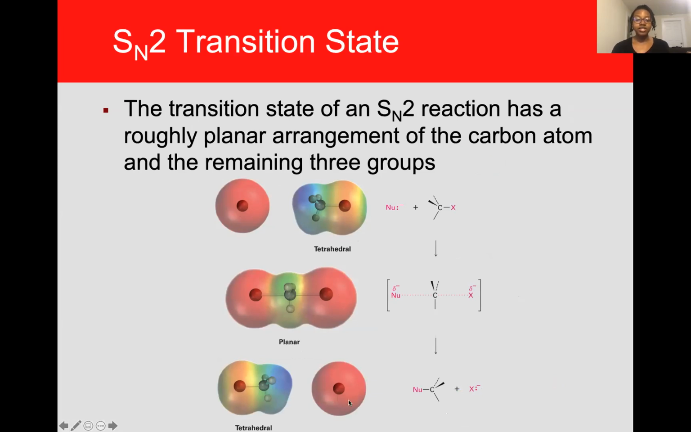Finally, your leaving group falls off, and now you just have your nucleophile bonded to that carbon. If you notice, in the beginning your substrate was pointing to the right, and at the end it's pointing to the left, and this indicates how you're going to have an inversion of your stereocenter.